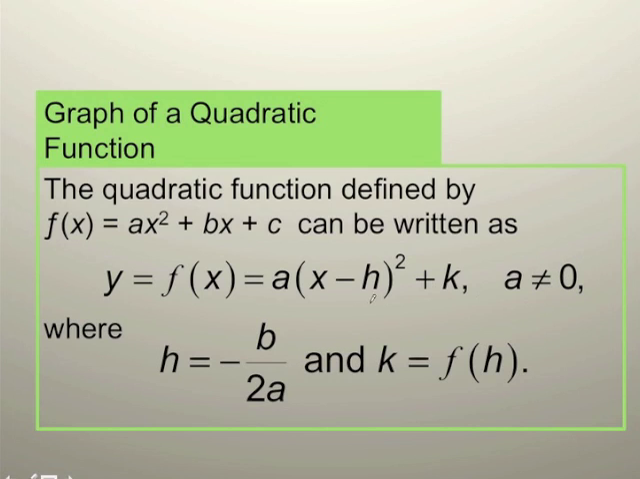If we went through the process of completing the square, we would find out that h equals negative b over 2a, and that k is f of h. So when we put this h in this function, we'll get k.